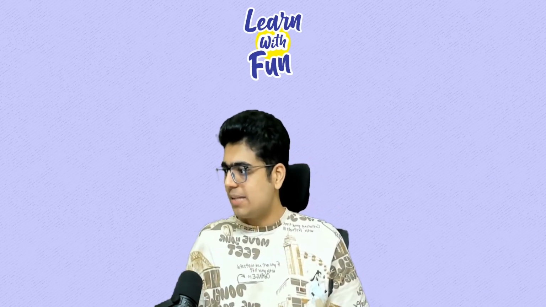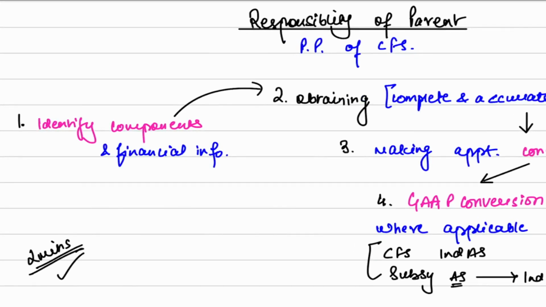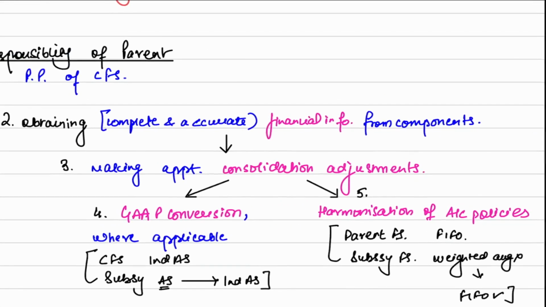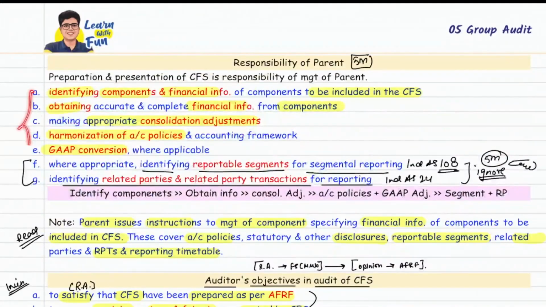So these are the same points given. Just go in the flow. We need to prepare the CFS. For that, identify the components and financial information. Once you have identified, obtain complete and accurate financial information from the component. Once you have the information, make the consolidation adjustments. Consolidation adjustments, for example, GAAP conversion and harmonization of accounting policy. These are the same points given here.